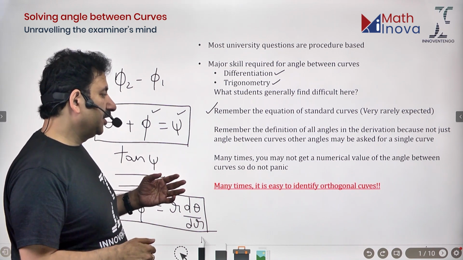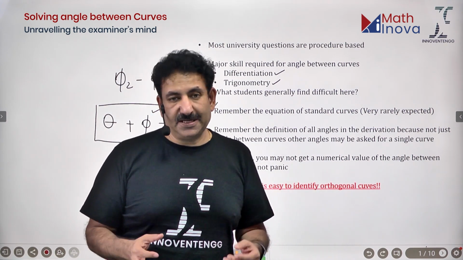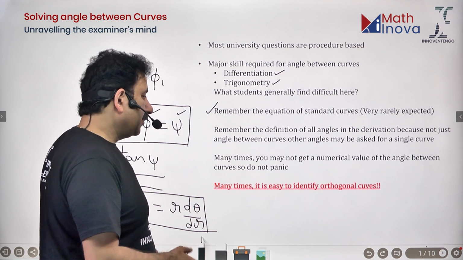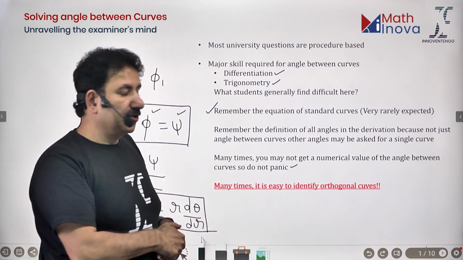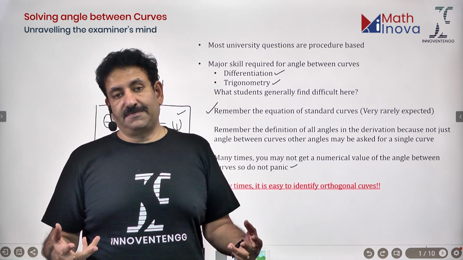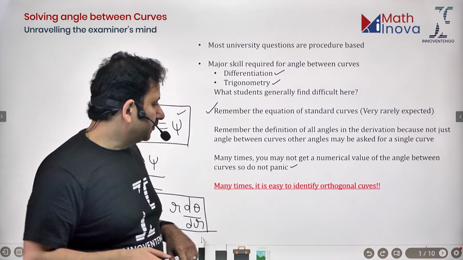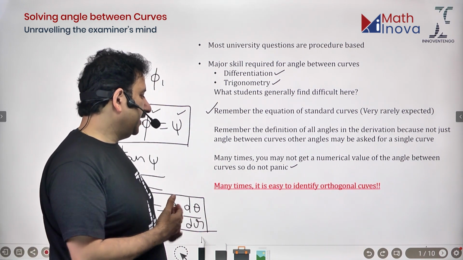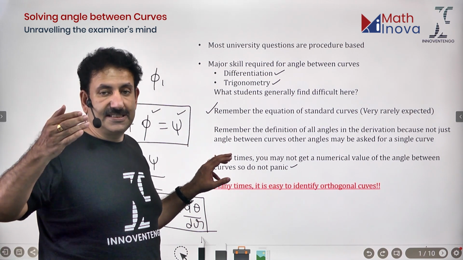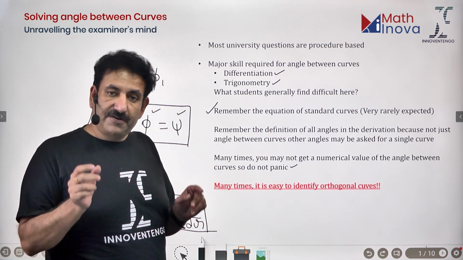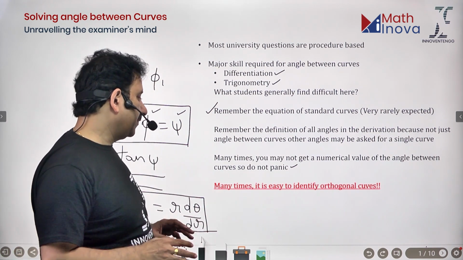And many times, the numerical value of the angle between the curves is not expected. In some cases, you may end up getting that, but if you don't get the numerical value, do not panic. Sometimes you may get it in terms of e, sometimes in terms of n, so do not panic if you do not get the numerical value. In some cases only you get the numerical value, but in 90% of the cases, you will get it in terms of the parameters n, e, or whatever therein. So do not worry about it.